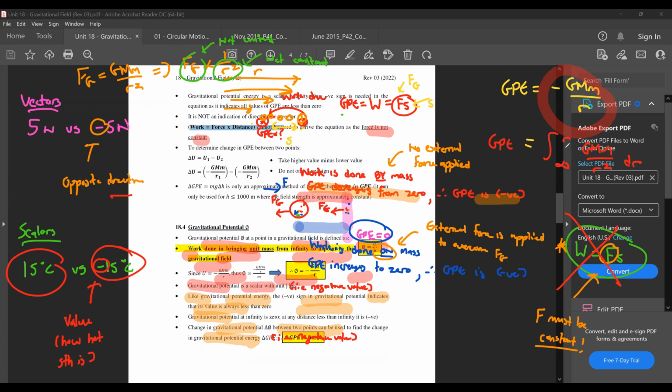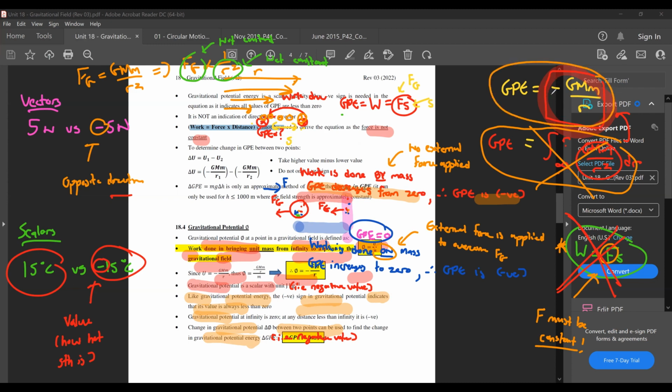To get the GPE at a point, we know that it's work done to bring a mass from infinity to that point. But because the force was not constant, we cannot use W equals Fs. Instead, we have to use integration, where we integrate the function of GMm over R squared from infinity to R with respect to R. Then we will eventually get this. But the derivation is not required in your syllabus now. All you need to know is that if I'm interested in GPE at a point, the GPE is just negative GMm over R.